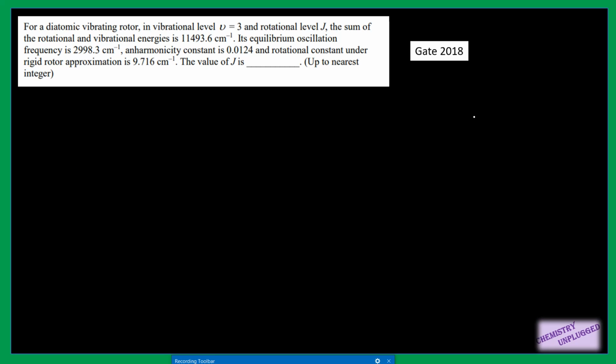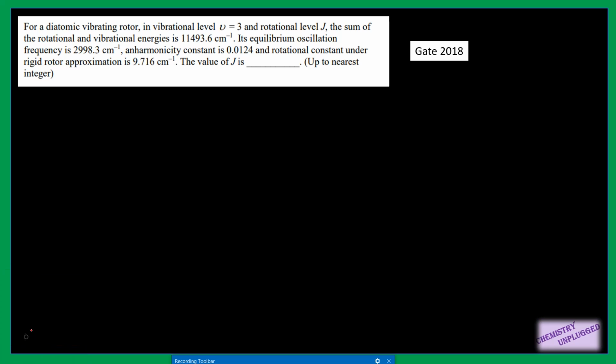Next we will take questions from CSIR NET and GATE. So the first question is from GATE 2018. For a diatomic vibrating rotor, meaning they are considering vibrational as well as rotational spectrum. Vibrating rotor in vibrational level, this is the value of n. We can denote this n by this symbol also. And rotational level J, the sum of rotational and vibrational energy is given, its equilibrium oscillation frequency is given, and the anharmonicity constant is given, rotational constant under rigid rotor approximation is given, the value of J is.